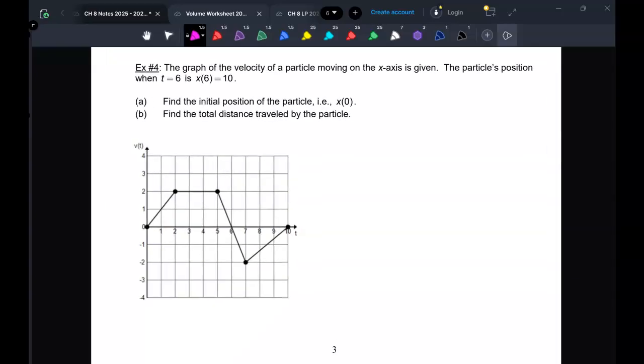Okay, but it's fine because we've done a lot of these ideas before. We just didn't do them with the integral. Okay, here's the velocity function of a particle. The particle's position at x equals 6 is 10. We want to find the initial position.